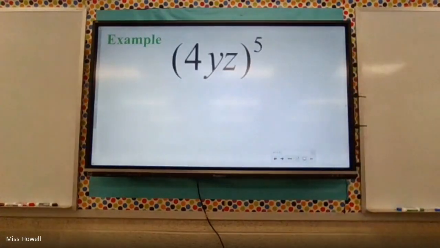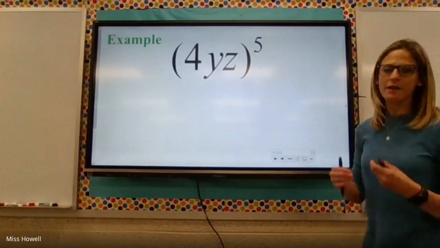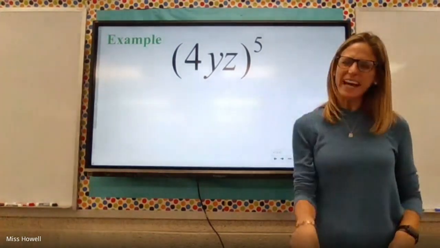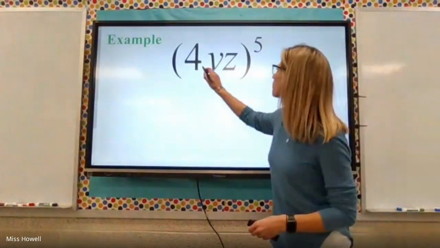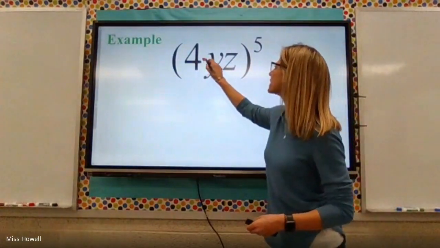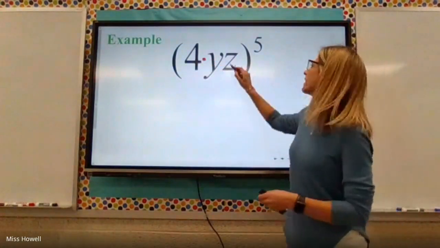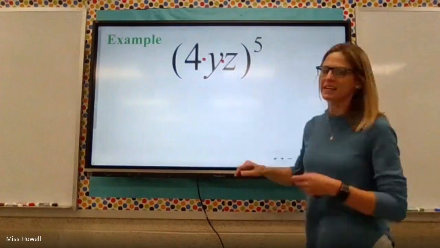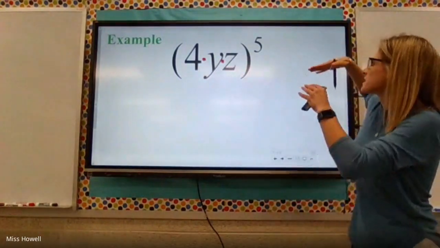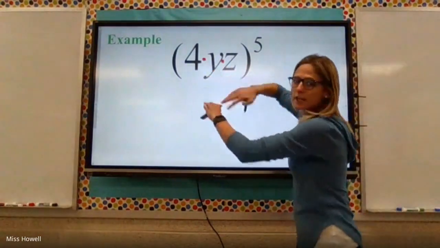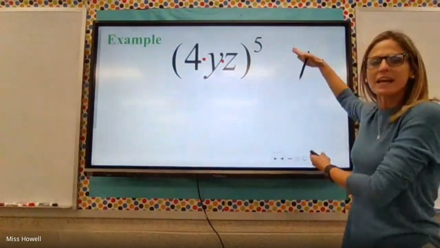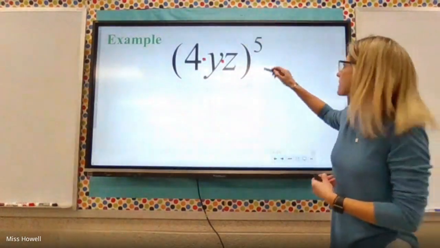All right, number 4, 4yz to the 5th power. Now, when I look at this, I sort of see one item on the inside, but remember, this is a 4, a hidden operation multiplication, a y, a hidden operation multiplication, and a z. Since in there is one big product of multiplication, that means I could take the exponent and share it to those items on the inside.